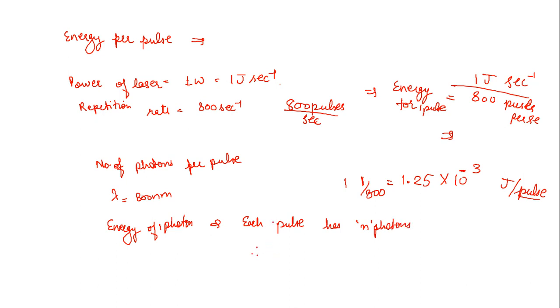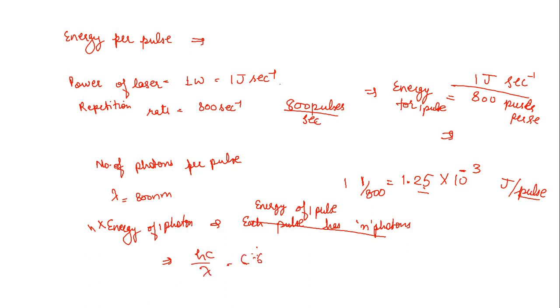Okay. Therefore, total energy will be the number of photons multiplied by the energy of one photon. So the energy of one photon multiplied by n is equal to the energy of one pulse. That is it. So the energy of one pulse we got. Energy of one photon we can calculate. Energy of one photon will be hc by lambda.